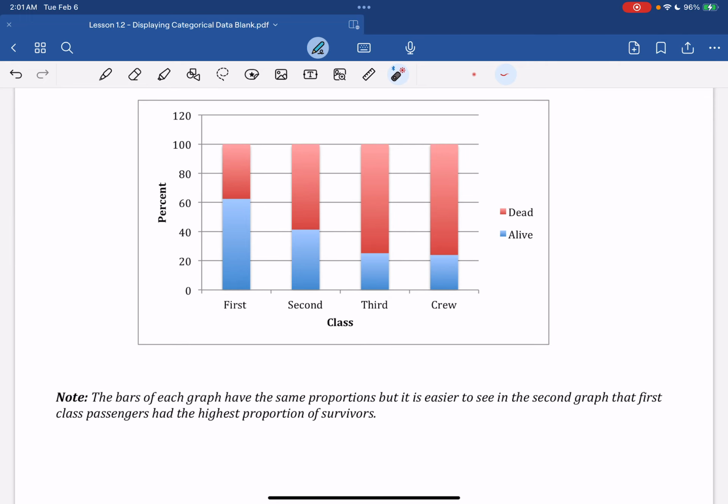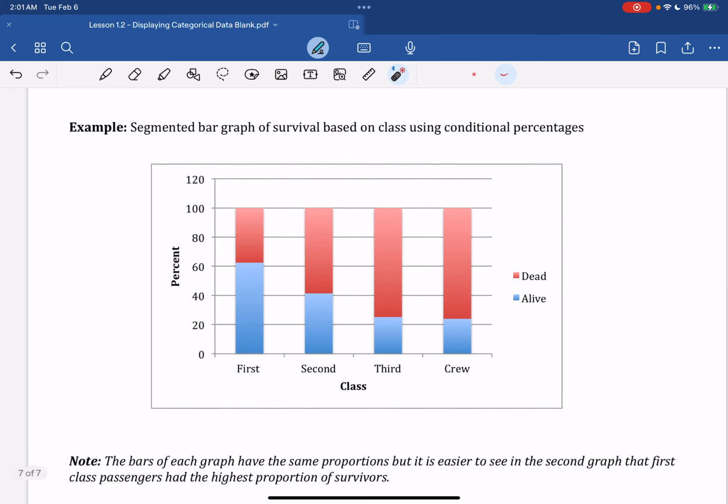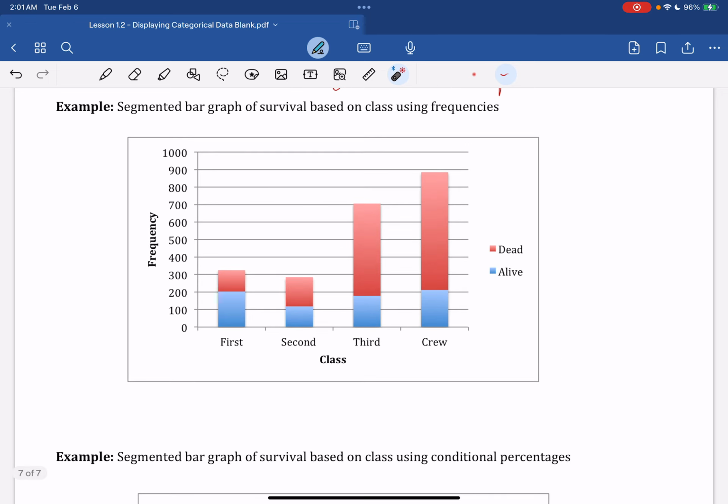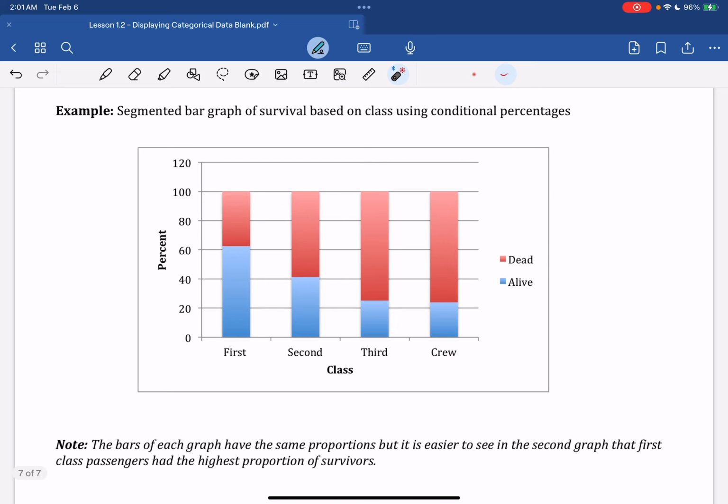One note to say is that the bars of each graph have the same proportions, but it's easier to see in the second graph that the first class passengers had the highest proportion of survivors. So yes, this one's still the highest, but it's a little bit difficult to see right here. Actually, the crew looks like it was a higher actual number, but there are so many more crew members that when you look at them in comparison or proportional to each other, this is a much clearer representation of that.